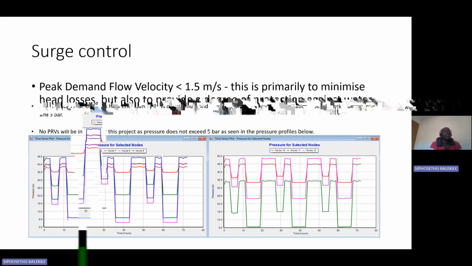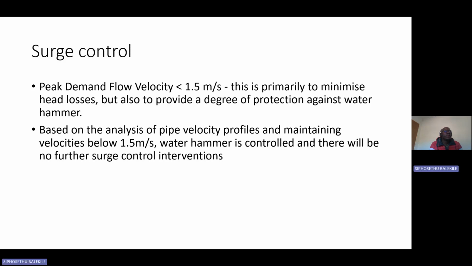And then surge control. Peak demand velocities that are less than 1.5 meters per second. So this is primarily to minimize head losses, but also to provide a degree of protection against water hammer. So if the velocities are kept below 1.5 meters per second, then we would have less chances of water hammer or surge inside the pipelines.